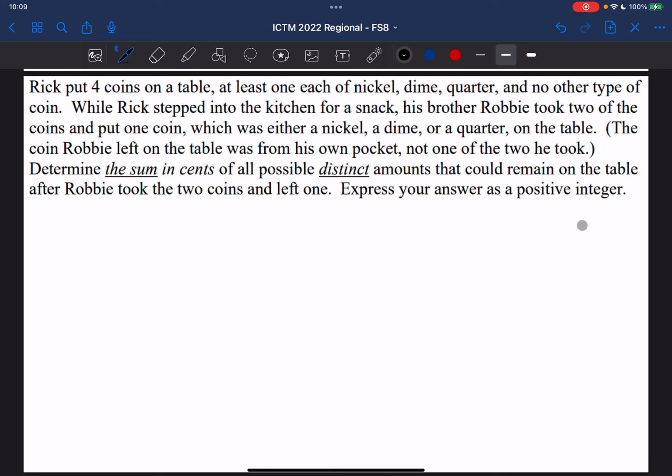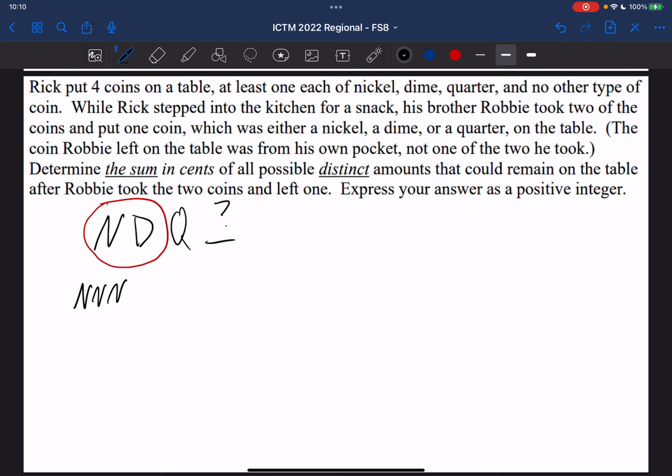So we know there's a nickel, there's a dime, and there's a quarter, but there's another one. Now, we don't know which 2 were taken, but we know the other 2 were left. But it could have been a nickel, a dime, or a quarter that was left. So what that means is that what are all the possibilities for 3 coins?